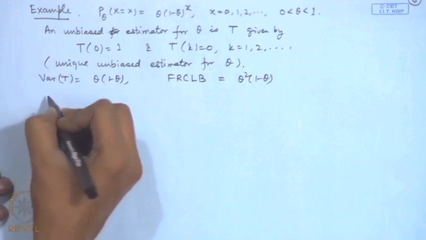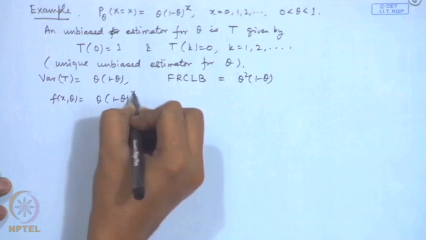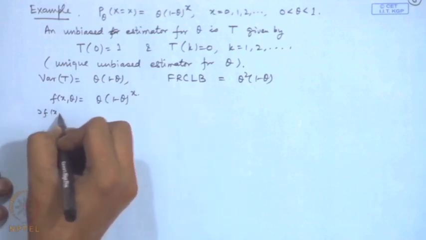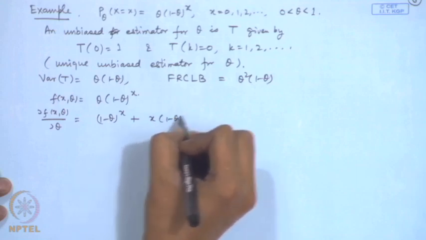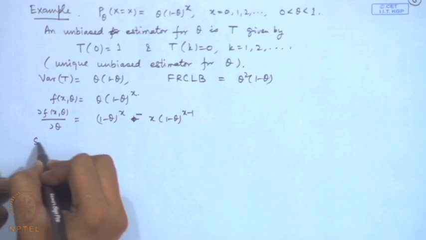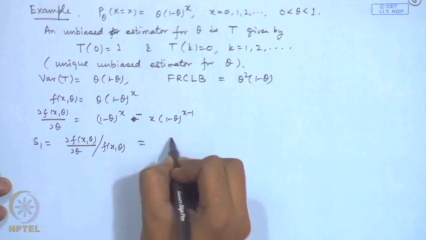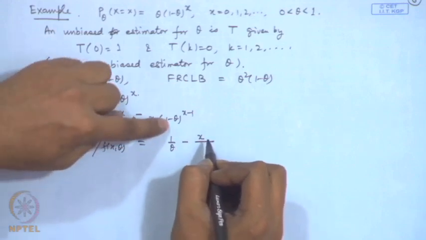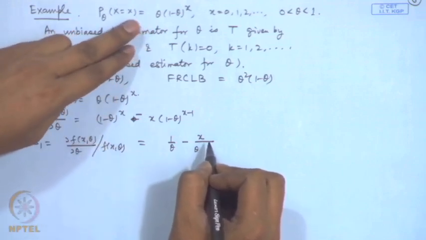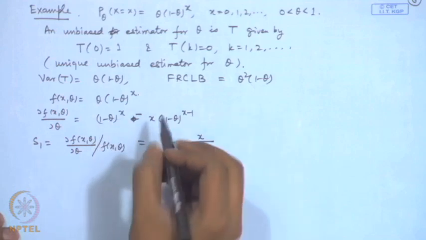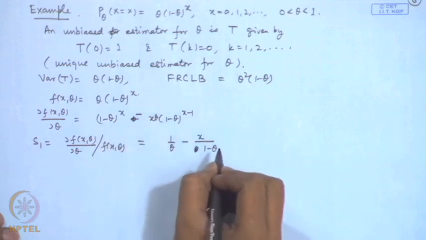Now, let us apply Bhattacharya's bound here. So, let us calculate here f(x, theta) = theta (1 - theta)^x. So, del f by del theta is equal to (1 - theta)^x minus x (1 - theta)^(x-1) times theta. So, S1 is del f by del theta divided by f, that will be equal to 1 by theta minus x by (1 - theta). So, I get here x by (1 - theta).